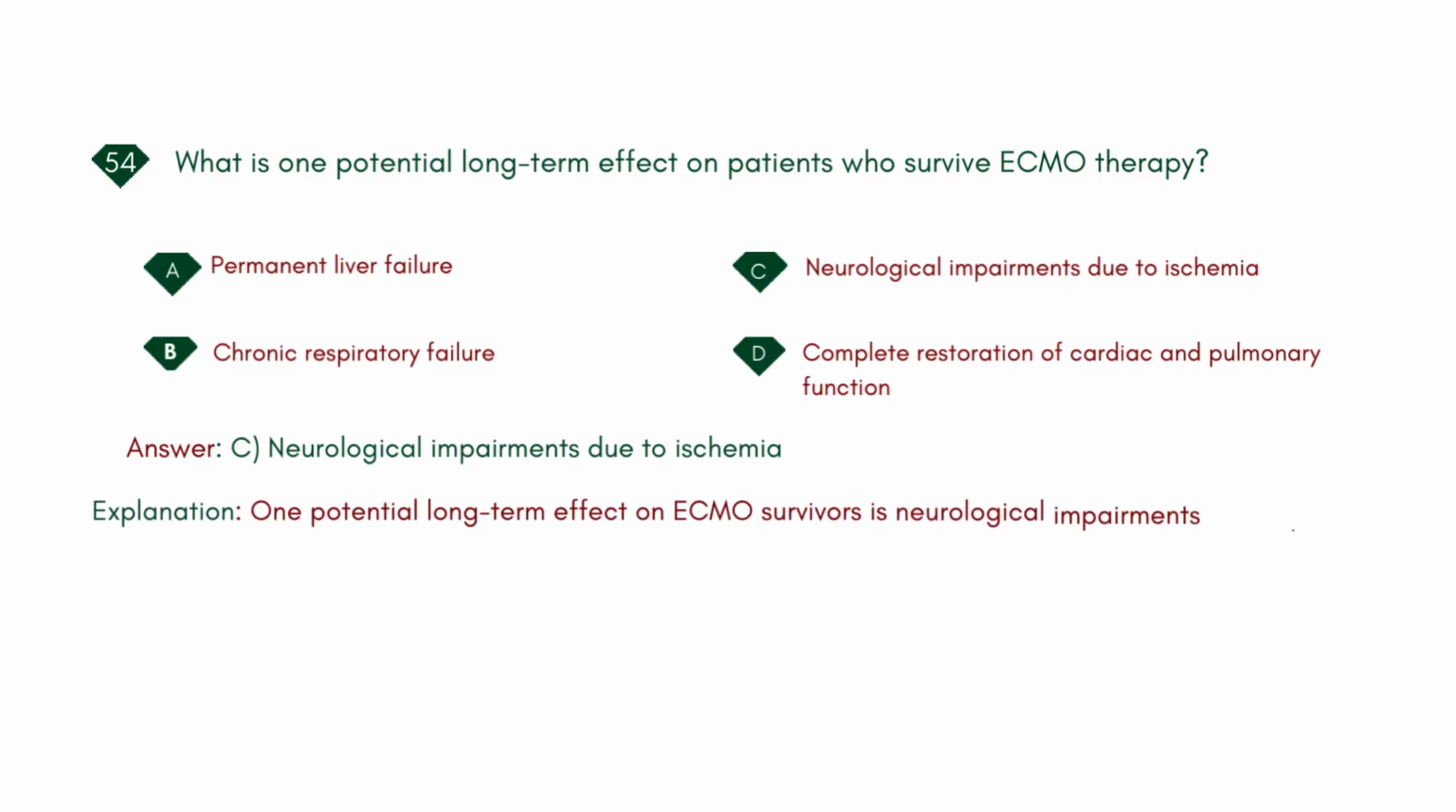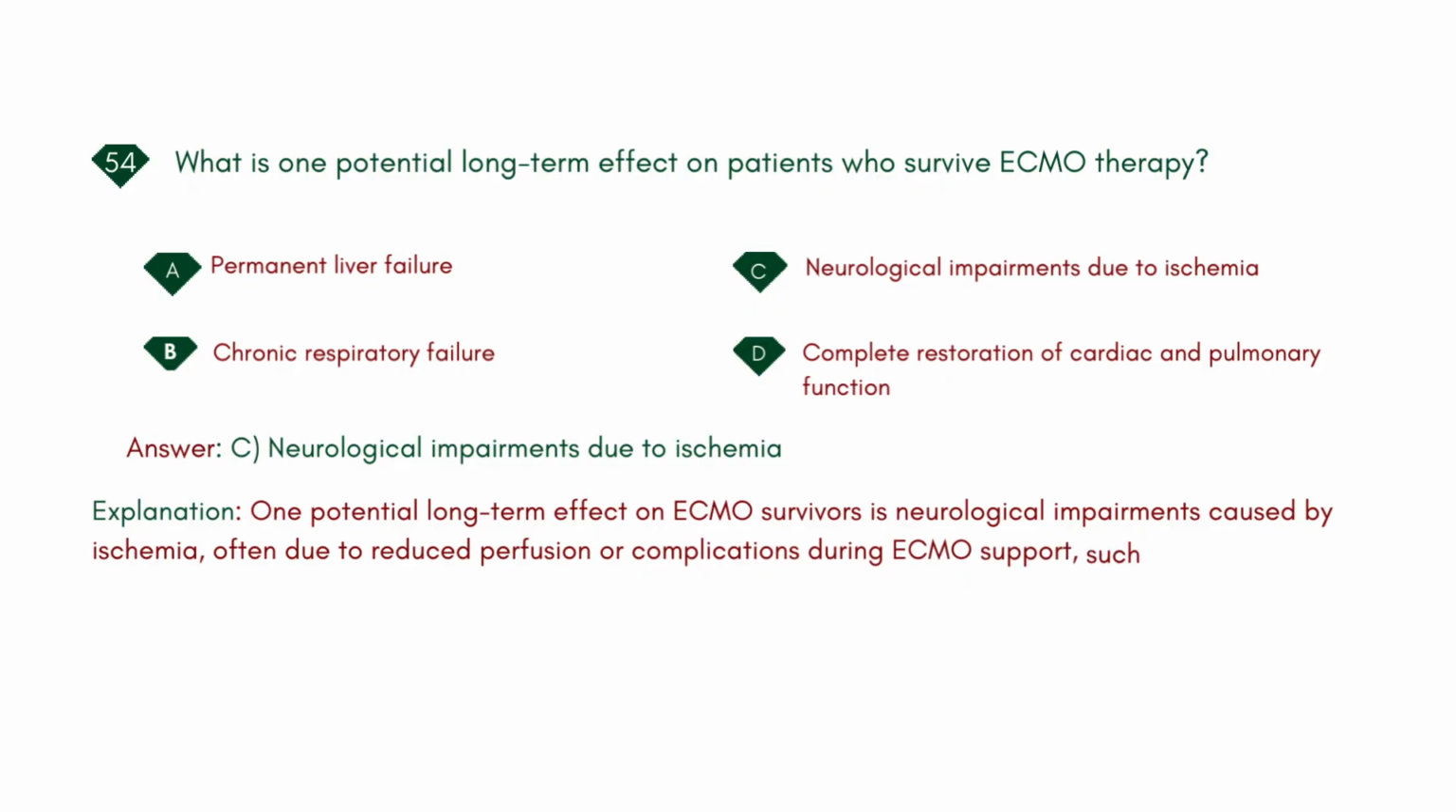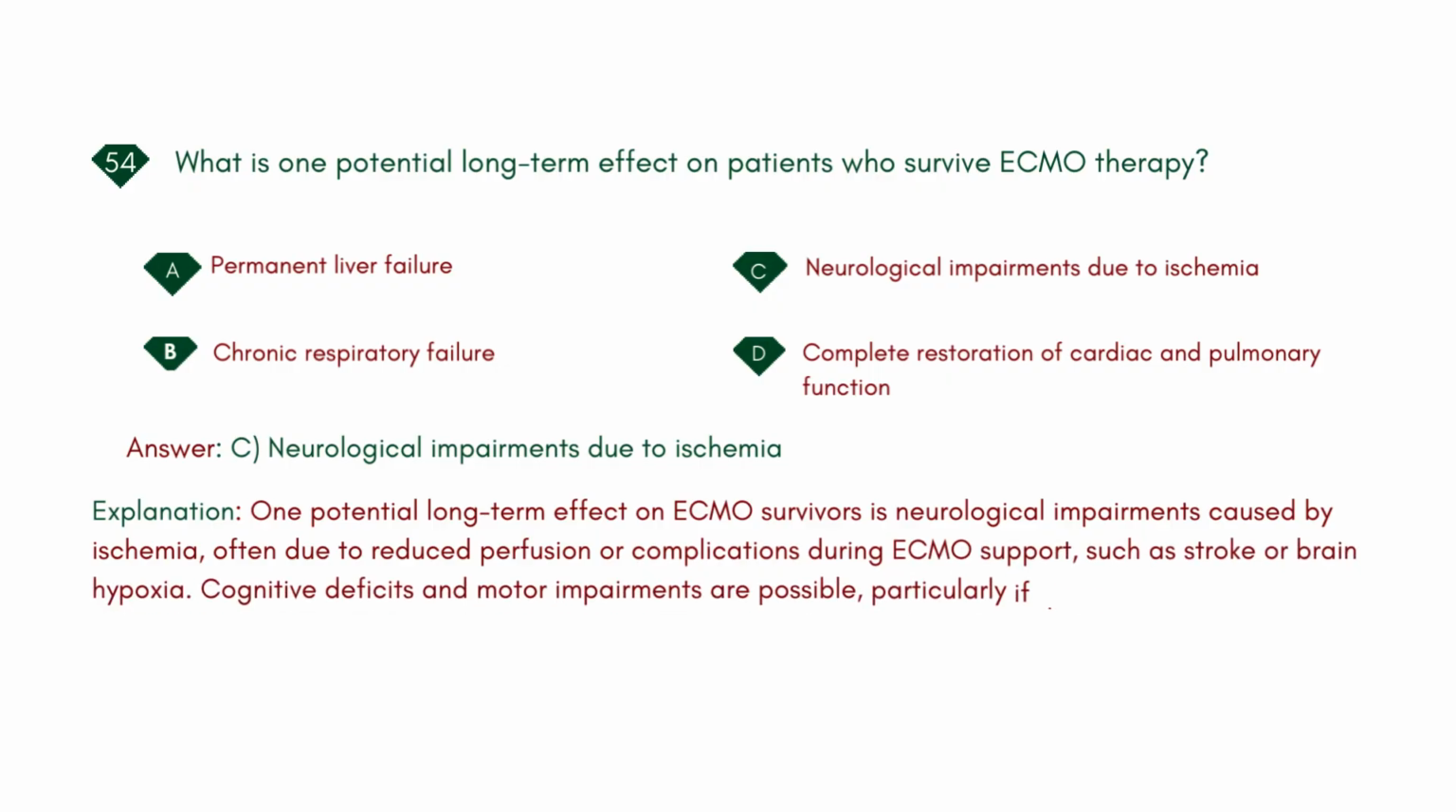Explanation: one potential long-term effect on ECMO survivors is neurological impairments caused by ischemia, often due to reduced perfusion or complications during ECMO support, such as stroke or brain hypoxia. Cognitive deficits and motor impairments are possible, particularly if there was poor cerebral perfusion during the critical period.